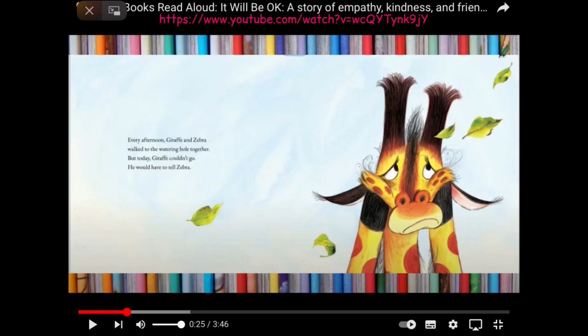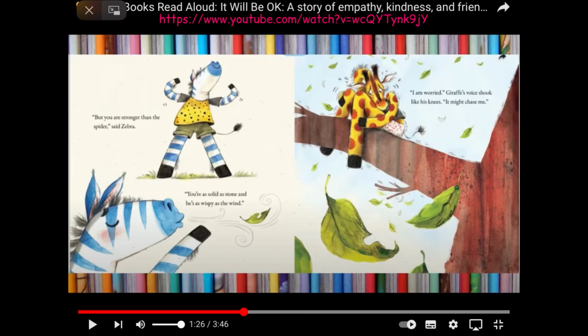From this video, I learned people can be worried or unhappy like one of the characters in this story, Giraffe. Giraffe had spotted a spider and hid up a tree because he was very scared. You can also give your friends support. For example, when Zebra patiently talked to Giraffe and gave him support for as long as Giraffe needed it.